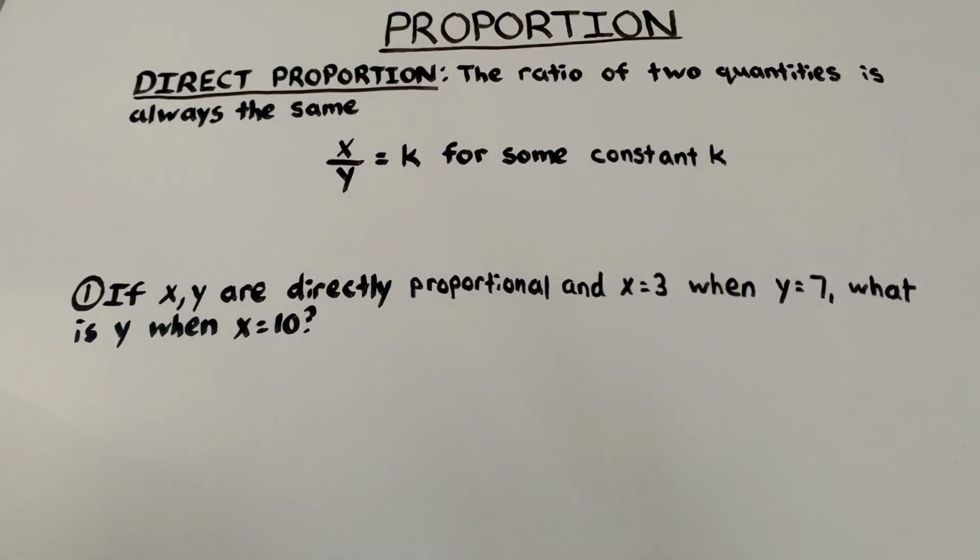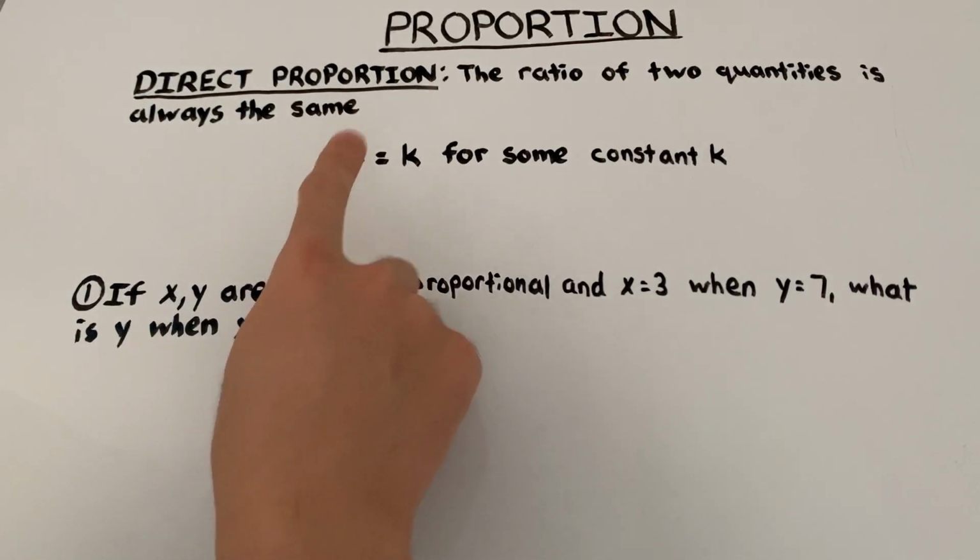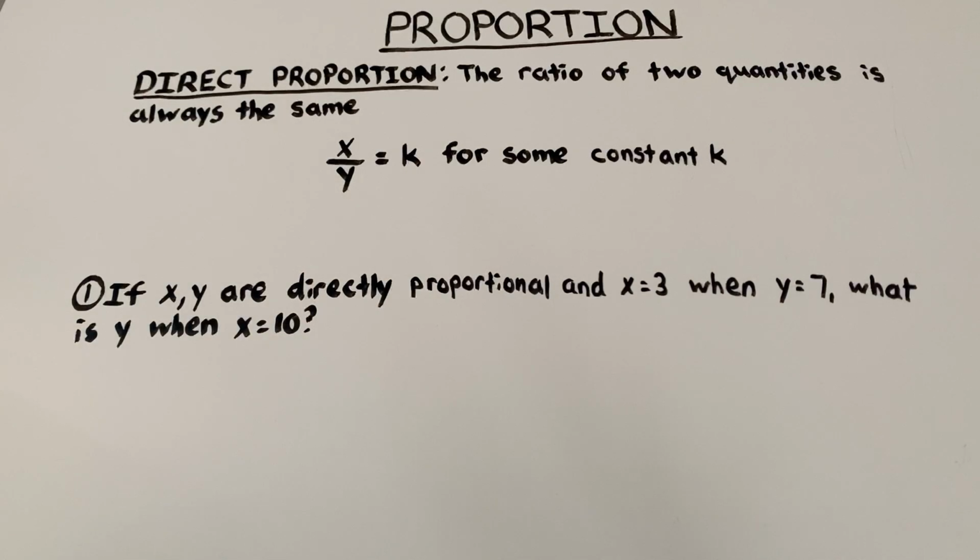Let's jump directly into direct proportion. Now, direct proportion means the ratio of two quantities is always the same. So in other words, the ratio x over y equals k for some constant k. Now, if the k part is confusing you, don't stress too much about that, because as we do some examples, you're going to see that it's more important to just focus on keeping the ratio x over y the same.